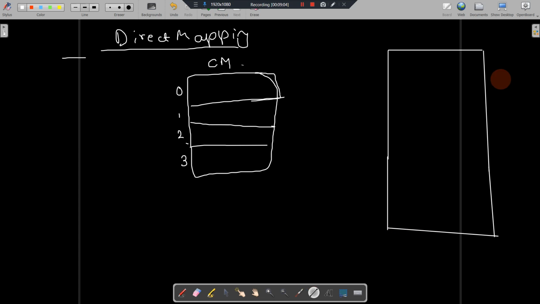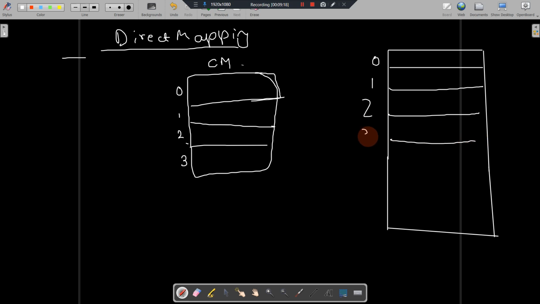Okay, this is our main memory. In main memory, suppose we have indices from 0 to 99: 0, 1, 2, 3, and so on till 99. This is our main memory blocks.